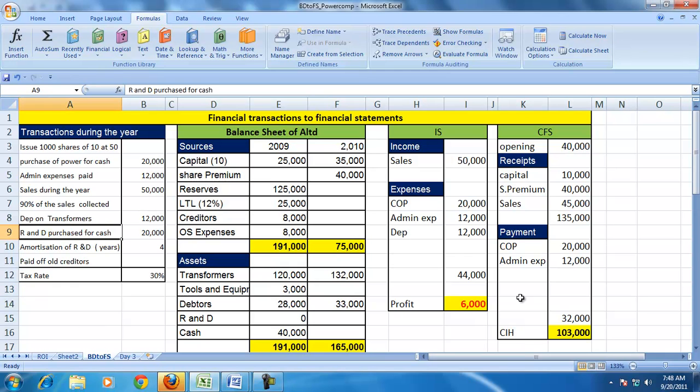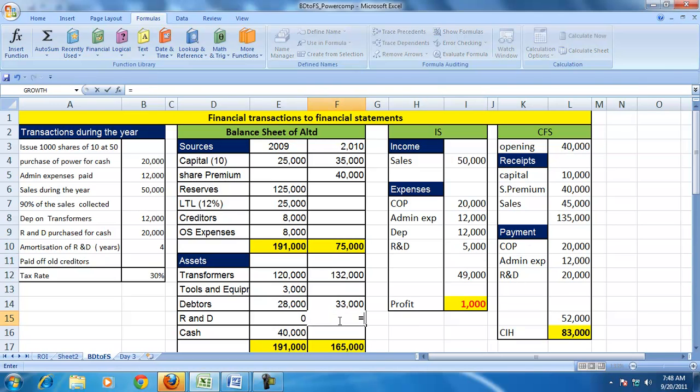They purchase an R&D maybe for improving some of their operations. So R&D they paid for 20,000, but the life of the R&D is 4 years. So therefore R&D as an expense will be 1/4 of the cost of the asset, that is 20,000 divided by 4, and the balance will be appearing on the balance sheet as an asset.